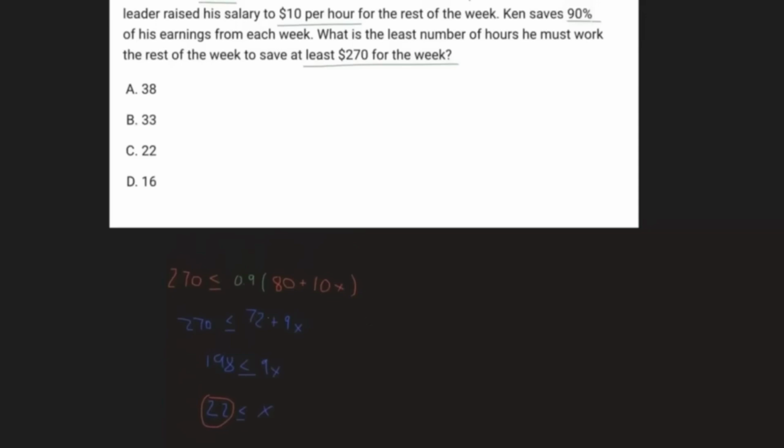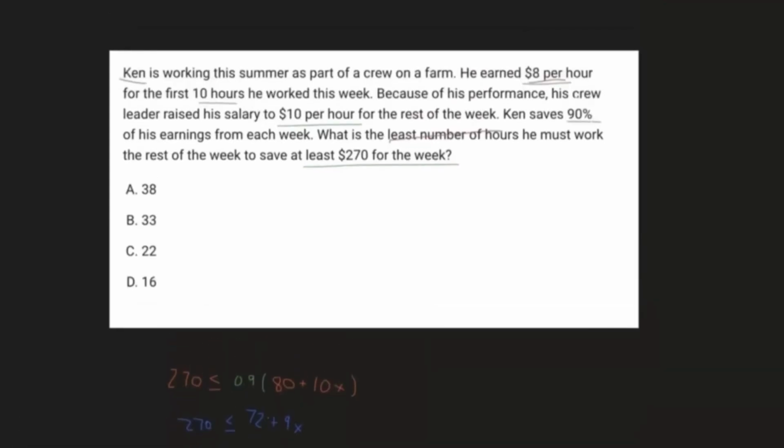But we just want to find the number of hours that it'll take him to save at least $270, working the least number of hours, right? And the least number of hours in our case is right here, 22 hours, because that's the minimum that he has to work. And therefore, our answer choice is going to be C.